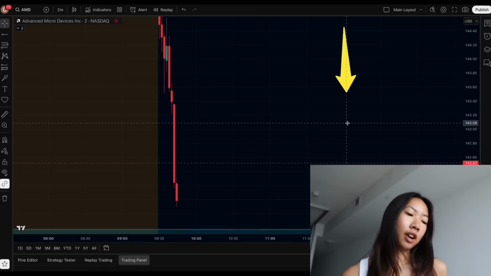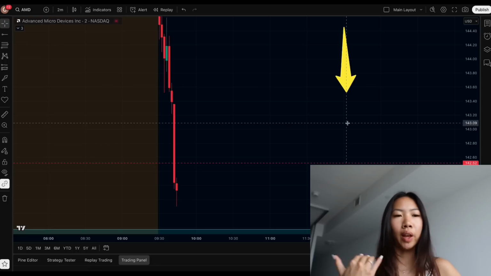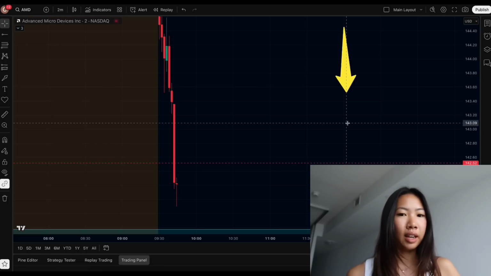After I exit a trade, I do like to watch how price moves, whether it still continues or it just stops there. I just want to evaluate was it a good exit point?